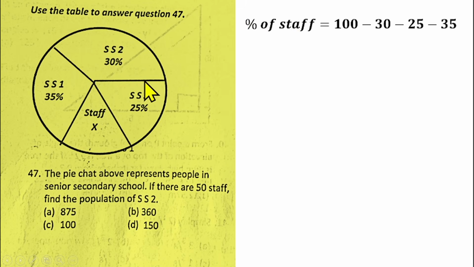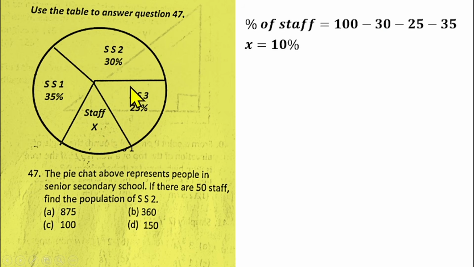We should know that since the sectorial space here is in percentage, not in degrees, the percentages should add up to 100%. So we have 30 here, 25, 35. So you can find the percentage for staff. That will be 100 minus 30 minus 35 minus 25. That will give us 10%.